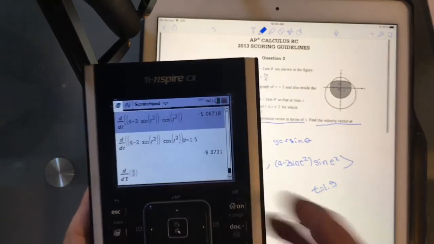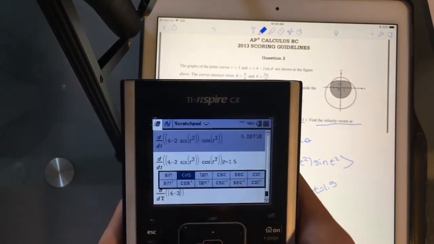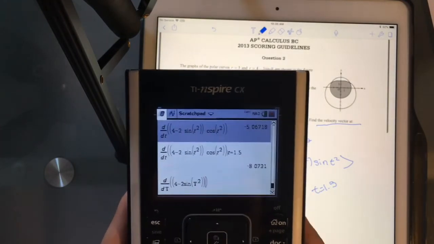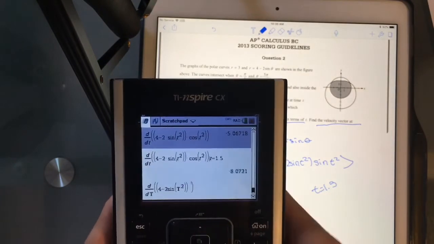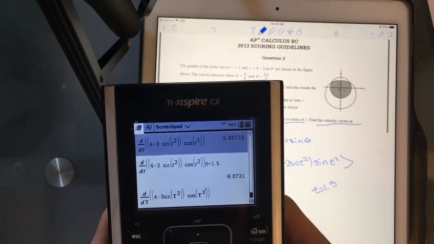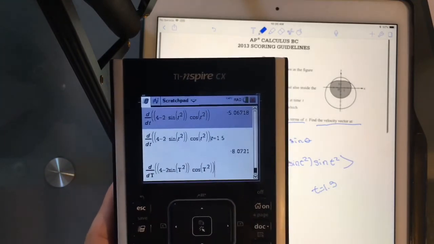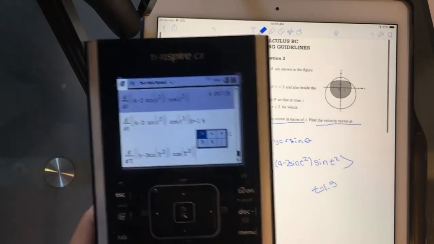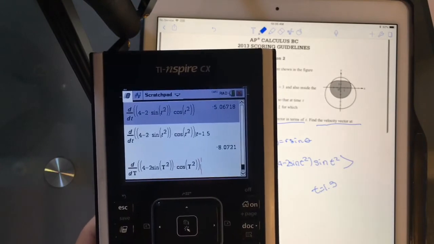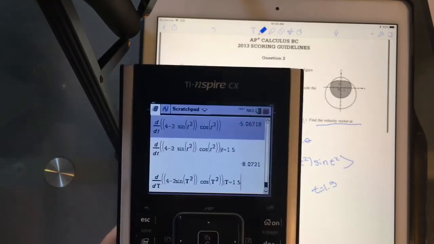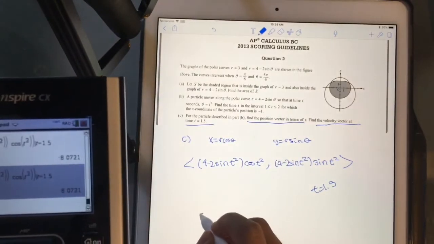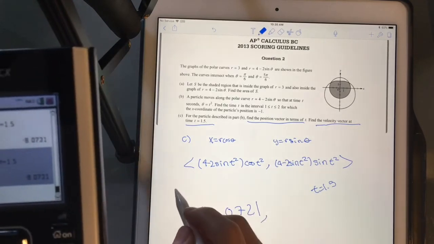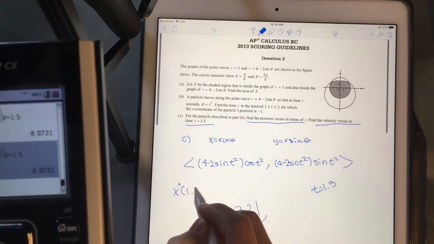We'll do it for the x first. 4 minus 2 sine of t squared times cosine of t squared. Now for this part, you have to set it so t equals 1.5. We use control, hit this button. Down here, we'll use that, and we'll type t equals 1.5. And we'll get -8.0721. That's x of 1.5.